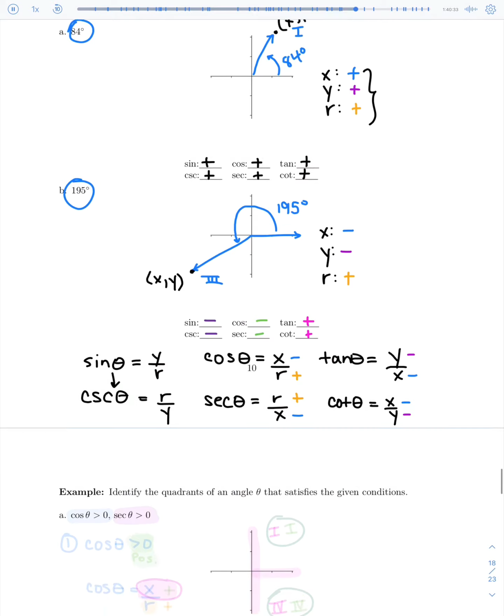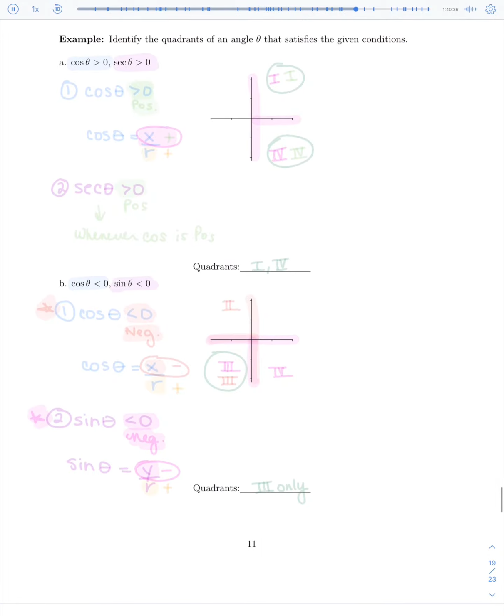Let's take a look at a couple more examples. These next few examples want us to identify the quadrant or quadrants of an angle that satisfy the given conditions. The first condition we want to satisfy is that cosine needs to be greater than 0. The question is, what does that mean? So cosine theta needs to be greater than 0. Remember that greater than 0 means that we want a positive value.